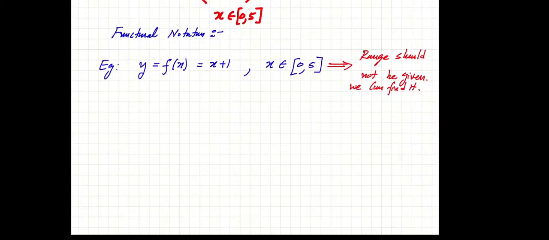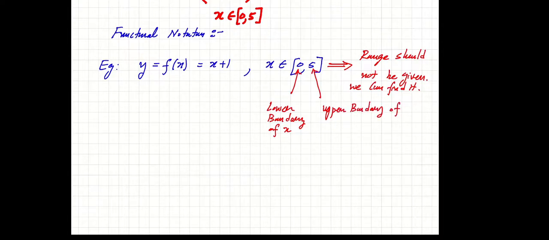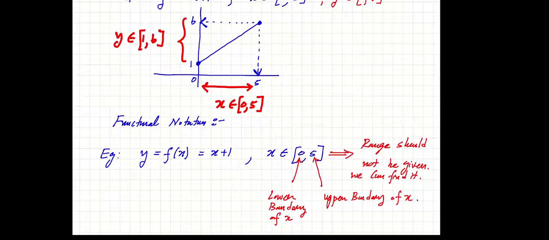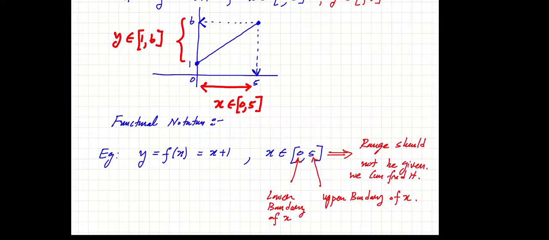So what you do, typically, I'll tell you what you do. This is called the lower boundary of x. This is called the upper boundary of x. Now you understand from this picture: this is the lower boundary, this is the upper boundary. So it's very easy.